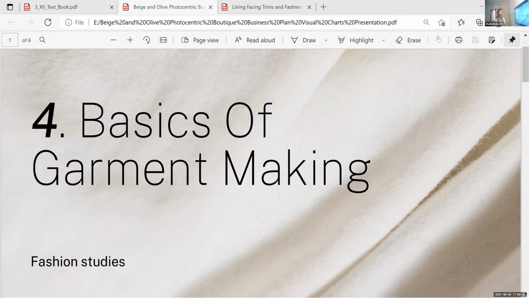Today we will be starting our full chapter, that is basics of garment making. Okay. So any idea about what all things we are going to discuss under this chapter?